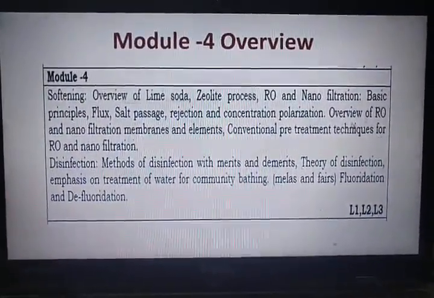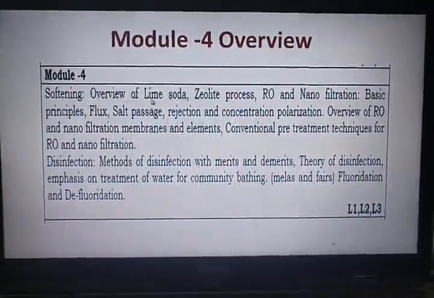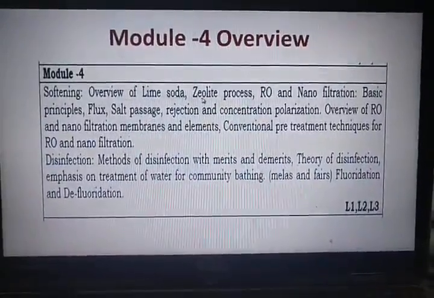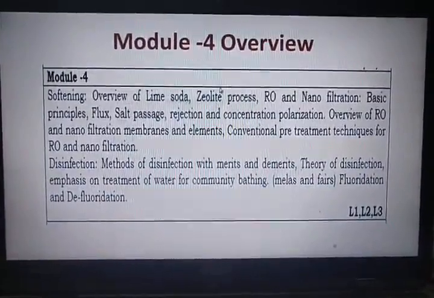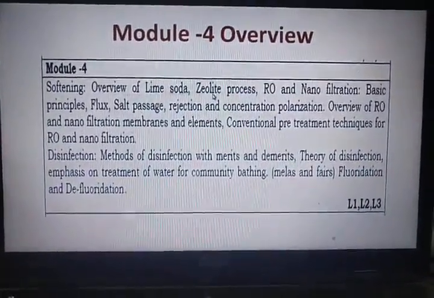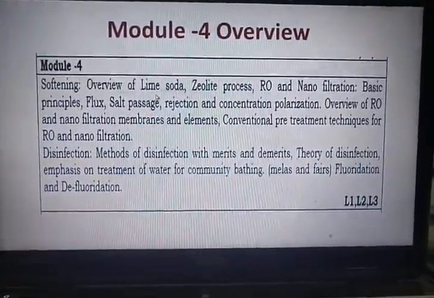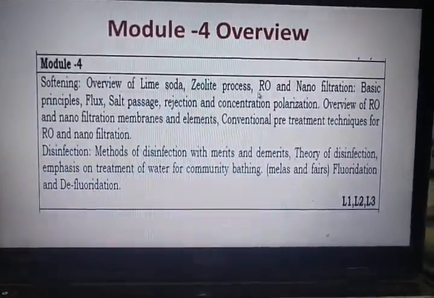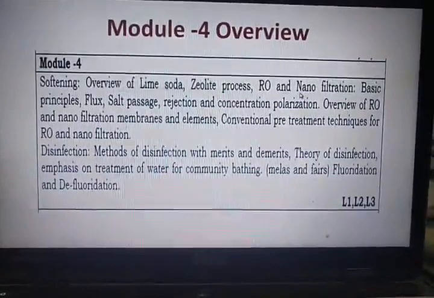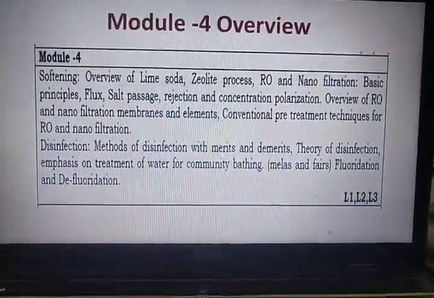So it consists of the softening processes. There are various processes of softening of water. In your syllabus you will read about the softening of water using the lime soda process, the zeolite process, and RO and nano filtration.